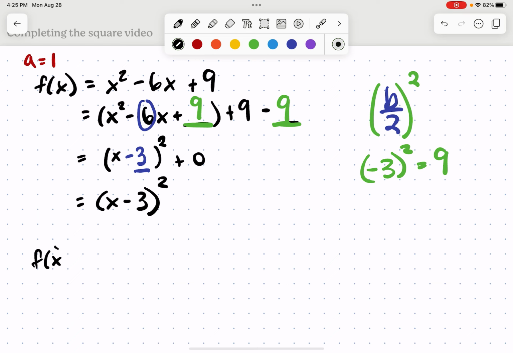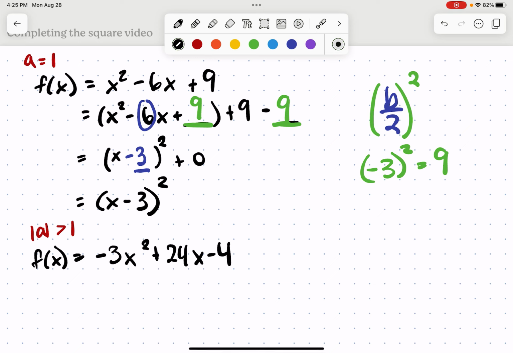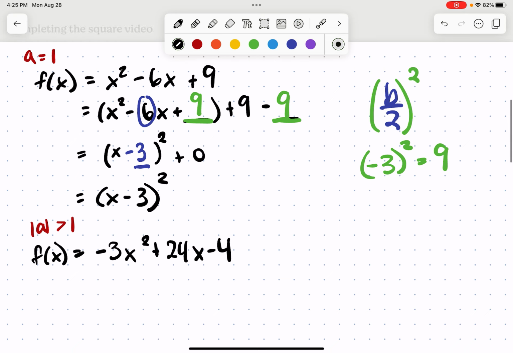Let's do another one with a not 1. Actually, let's go ahead and just dive into where a is greater than 1, or absolute value of a is greater than 1. So here our a value is -3. And what we're going to do is first check, is there a GCF? Now, 24 is divisible by 3, but 4 is not evenly. So we can't factor out -3 as a GCF. We're going to have to deal with it some other way if we want to complete the square.